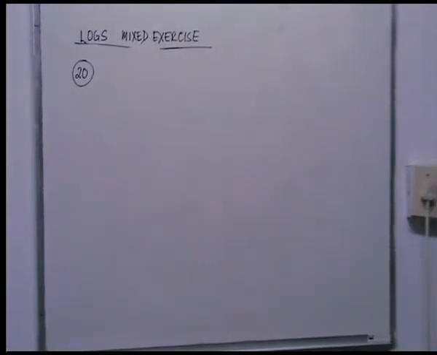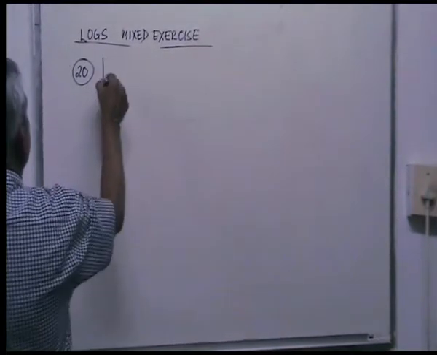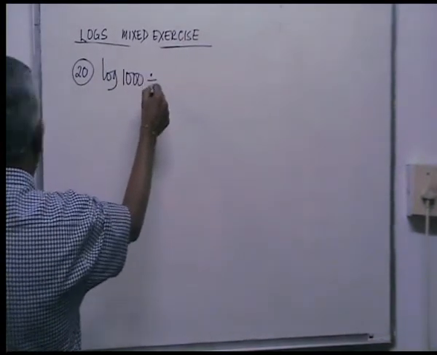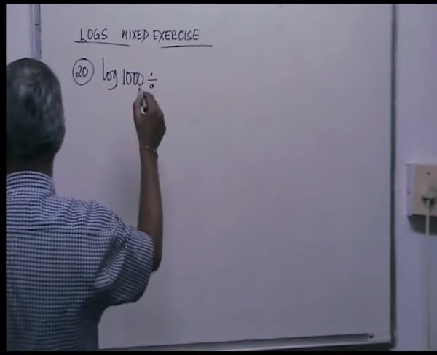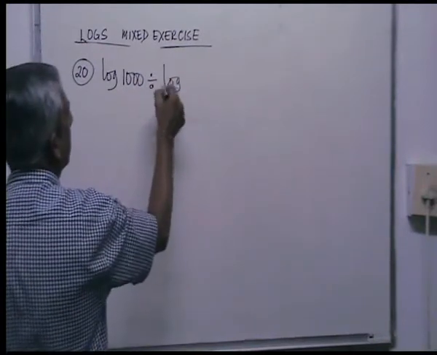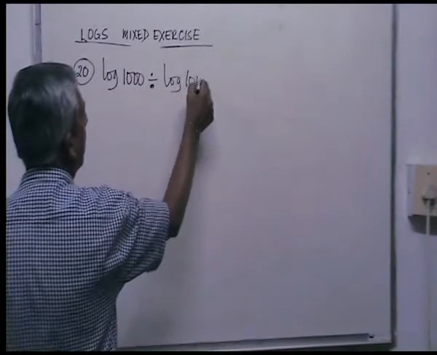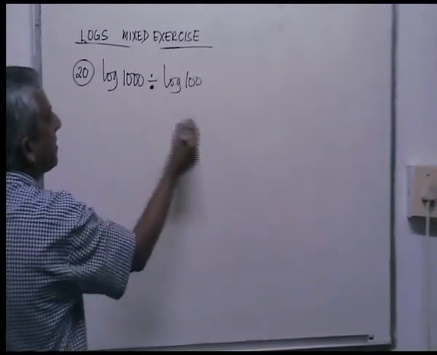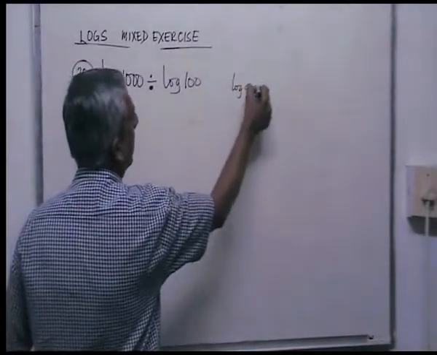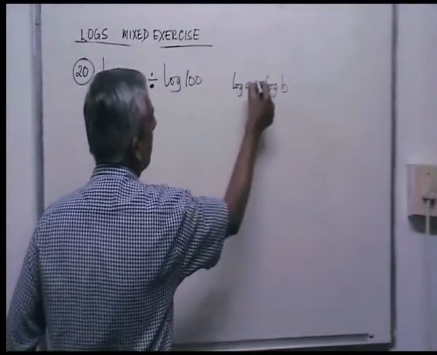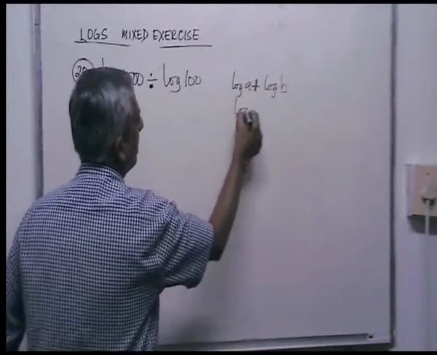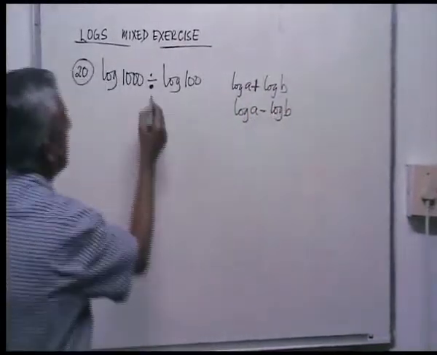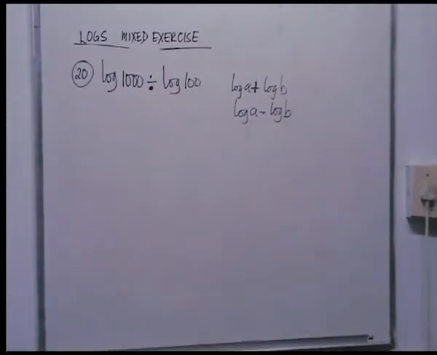And finally we have number 20. You have log of 1000 divided by log of 100. Once again, don't fall in the trap. You see, the law says it can be log of A plus log of B, a plus sign, or it must be a minus sign, but this is a division sign. So I can't use those laws.